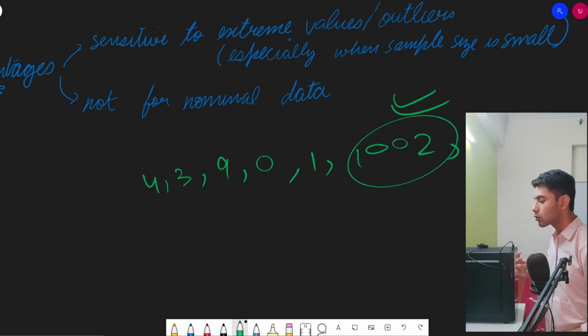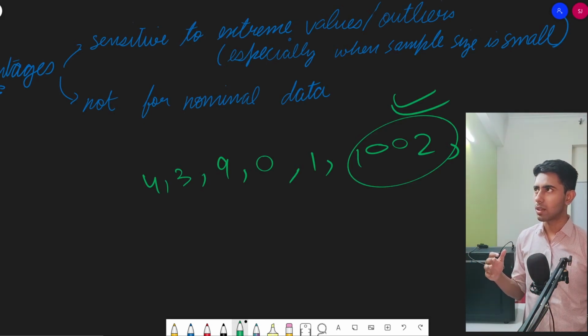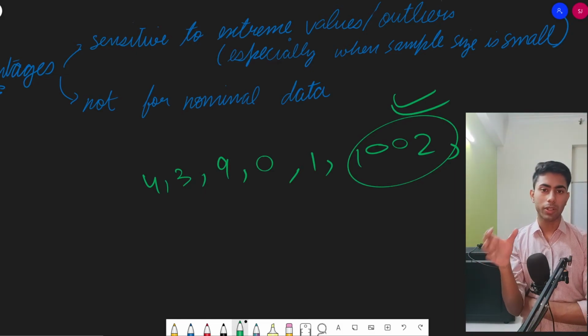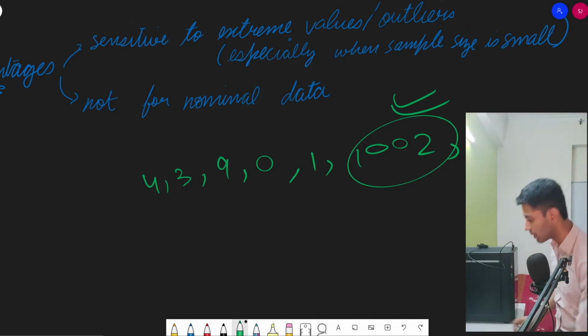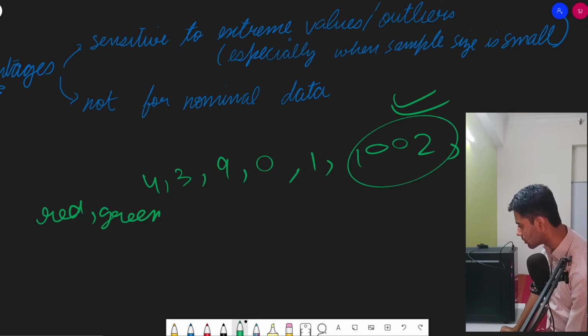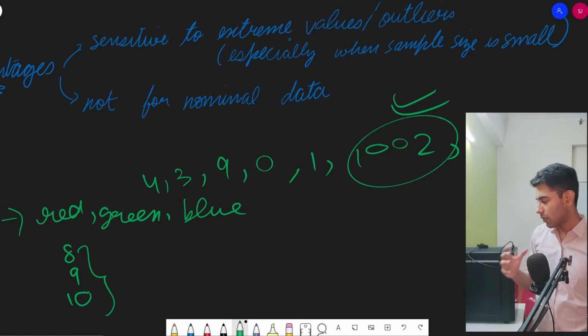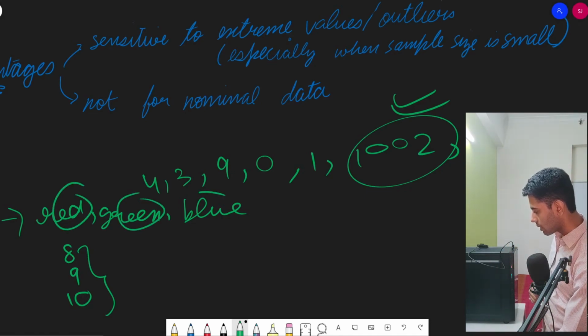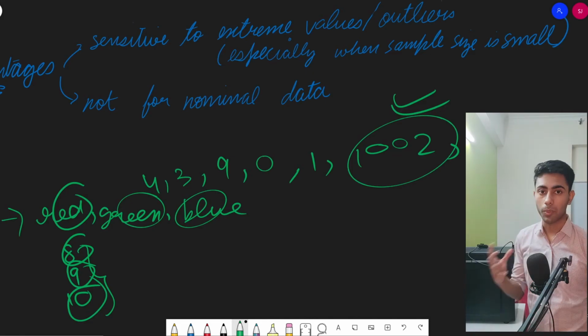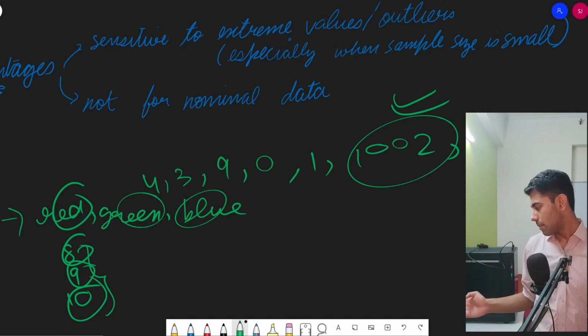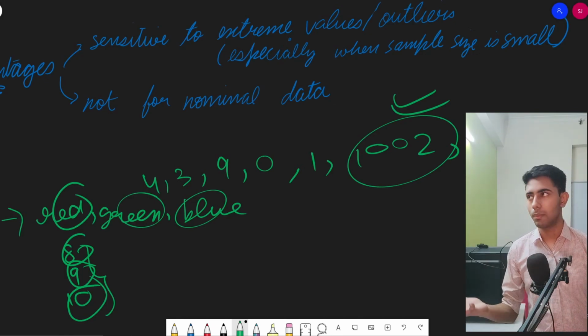And also my mean is not for my nominal data. So what is nominal data? Whenever we have values that are not connected to each other, that is known as nominal data. For example, red, green, blue, that is the names of different colors, and these are my nominal data. Sizes of shoe, that is 8, 9, 10. These represent my nominal data. So the data points where we have these discrete kinds of values, these values are known as nominal. So whenever we have a data set in the form of nominal data, we don't use mean. Many of the times for nominal data, mode is a better measure of central tendency.